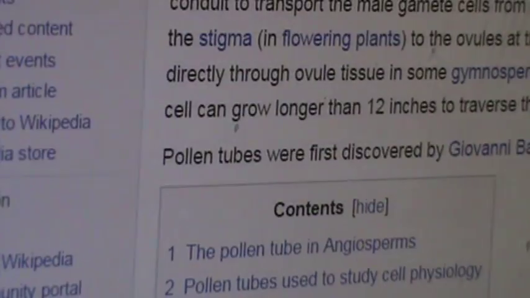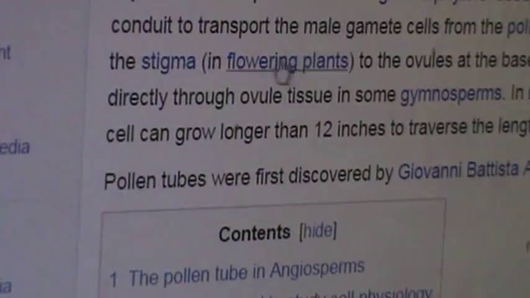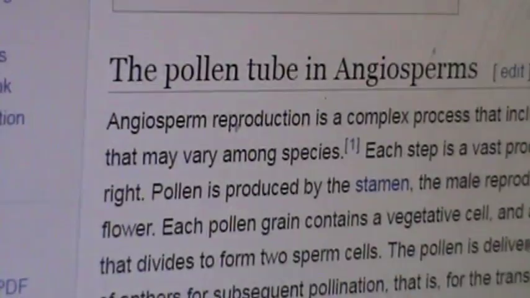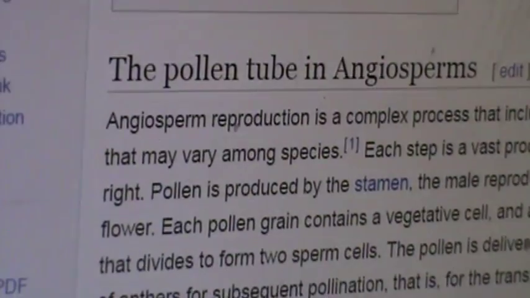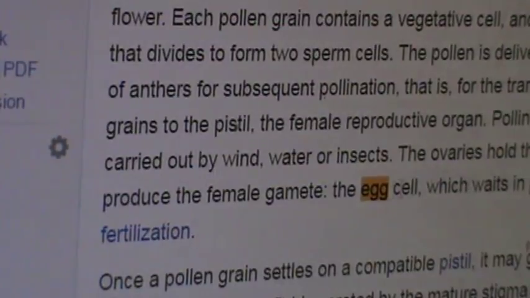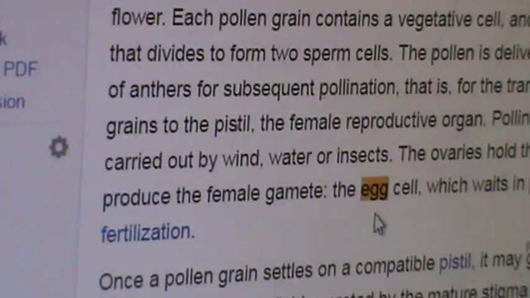Pollen tube, here we go. To transport the male gamete cells from the pollen grain, either from the stigma to the ovules at the base of the pistil, the whole point is that it arrives at the egg. What's the egg cell, which waits in place for fertilization. The ovaries hold the ovules that produce the female gamete. Man, gamete's a beautiful 3/5. The egg cell which waits in place for fertilization.